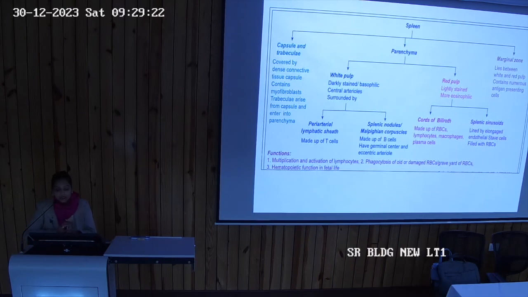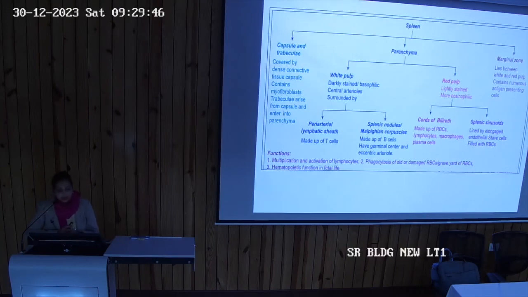So spleen, it has a capsule covered by a dense connective tissue layer. Now again, this capsule sends trabeculae inside into the parenchyma. Now the parenchyma has a white pulp and red pulp. White pulp, how will you recognize white pulp?